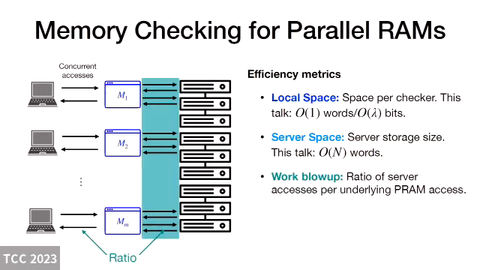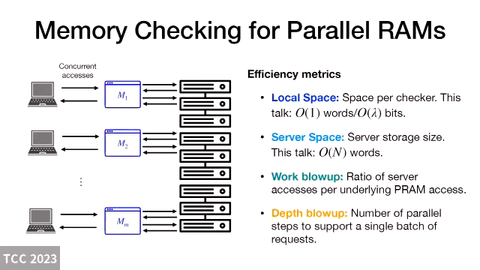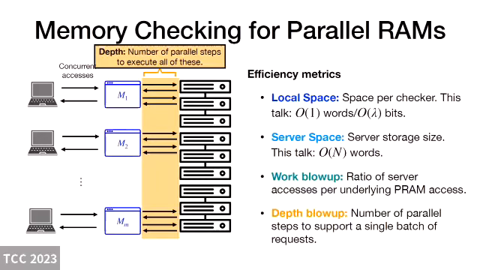Now we care about work blow up. Think of work blow up as the ratio of the number of arrows in the second part between the memory checkers and the server to the number of underlying concurrent accesses. So how much more communication do you need to conduct to support a parallel set of requests? And finally, the most interesting metric to me, at least, is the depth blow up, because this is the parallel model. So we have some parallelization capabilities that we want to make use of. So how many steps of computation do you need to execute all of these arrows in between the memory checker and the server? We want to also minimize the number of rounds of communication you need to conduct.